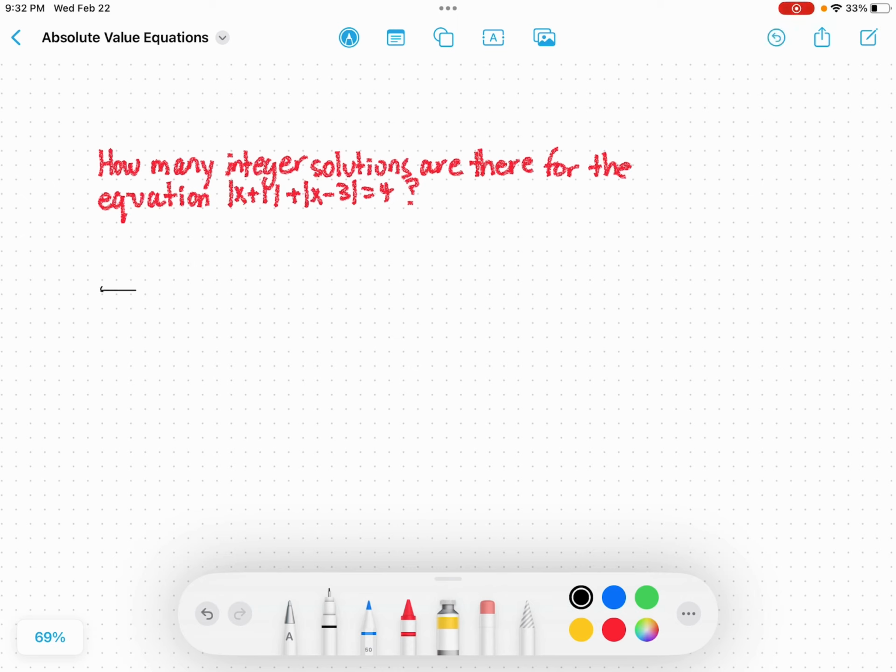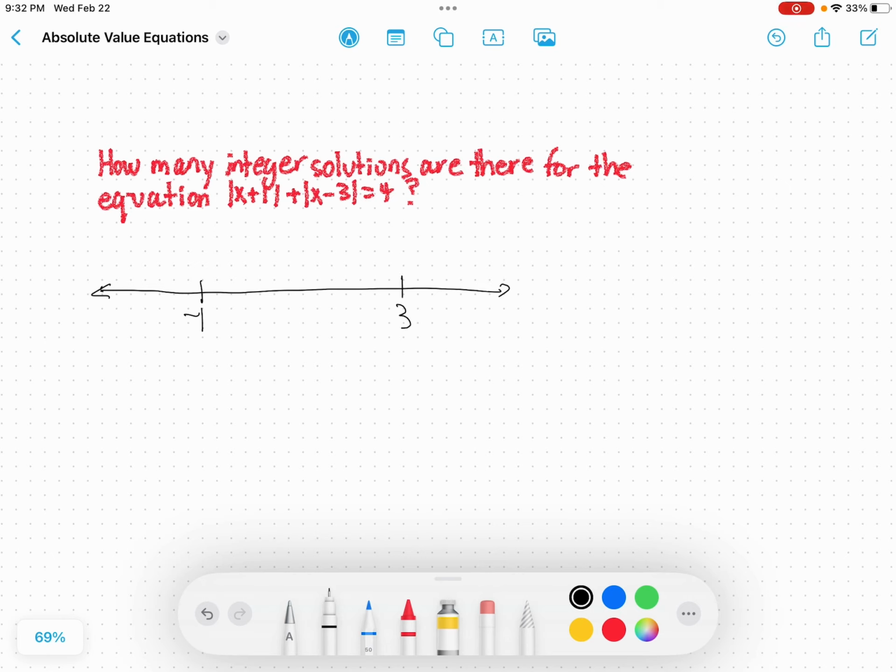We can plot the 0 points on the number line. So, x + 1, what would this be equal to 0? What value of x can make this expression equal to 0? Well, obviously it's going to be negative 1. x - 3: well, when x equals 3, this is equal to 0.